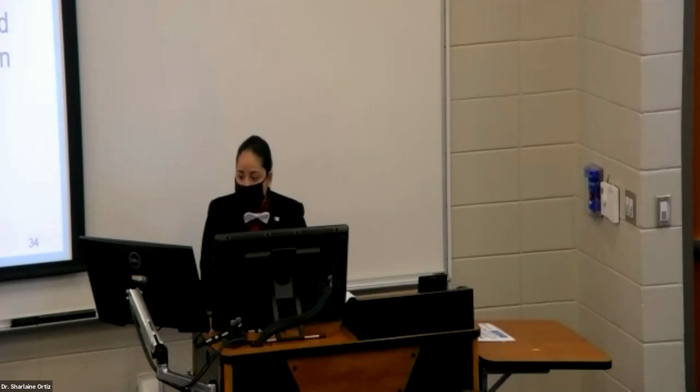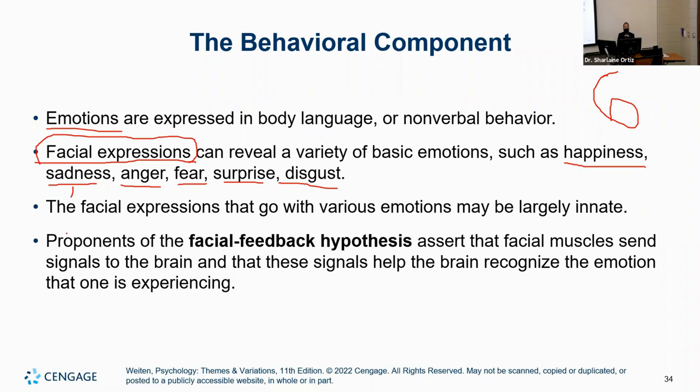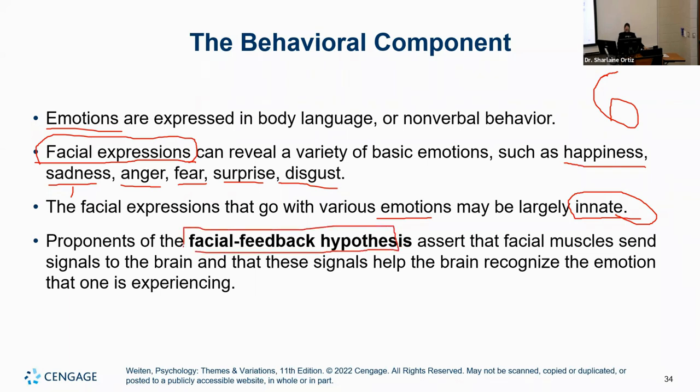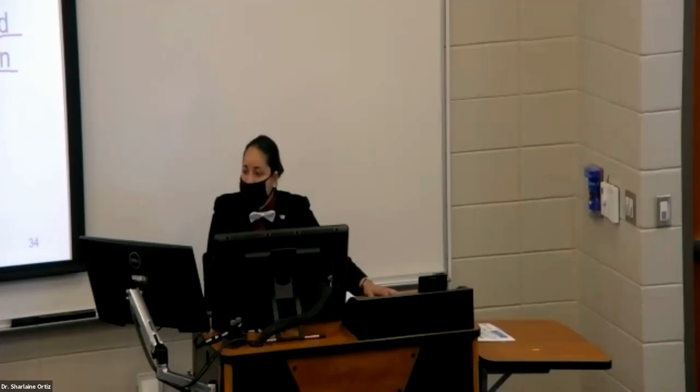Now, there is such a thing as the ability for us to recognize emotions in a cross-cultural sense. Why is that? Our recognition of emotions, our facial expression, are innate. We are hardwired. We are born into expressing certain emotions, right? A good way to understand that hypothesis is the facial feedback hypothesis. What is the facial feedback hypothesis? That is that we have facial muscles, and the movement of set muscles is going to send specific signals to the brain so that the brain is able to recognize the emotion that one is experiencing. I'm actually going to give you an example.